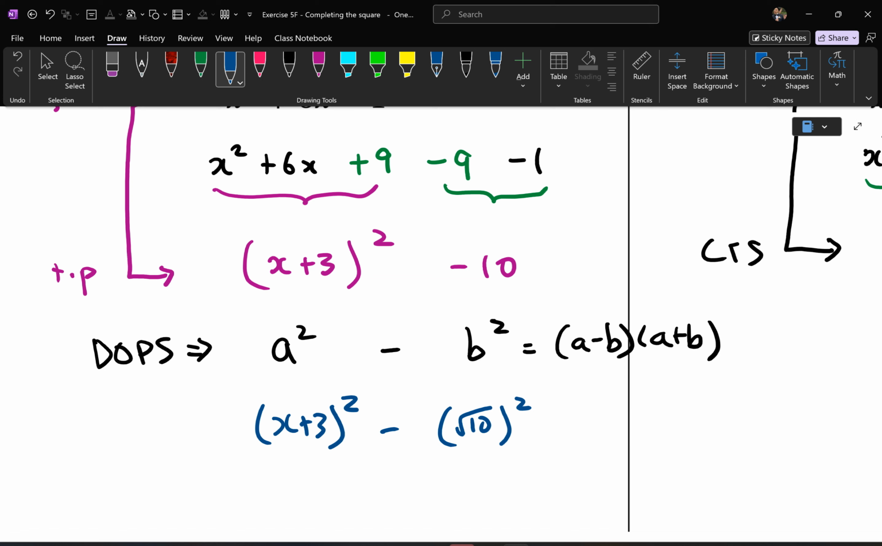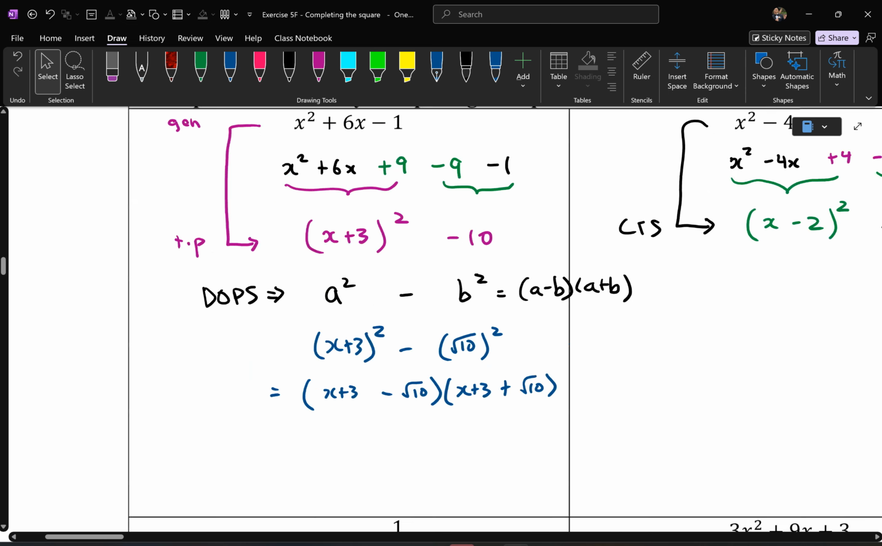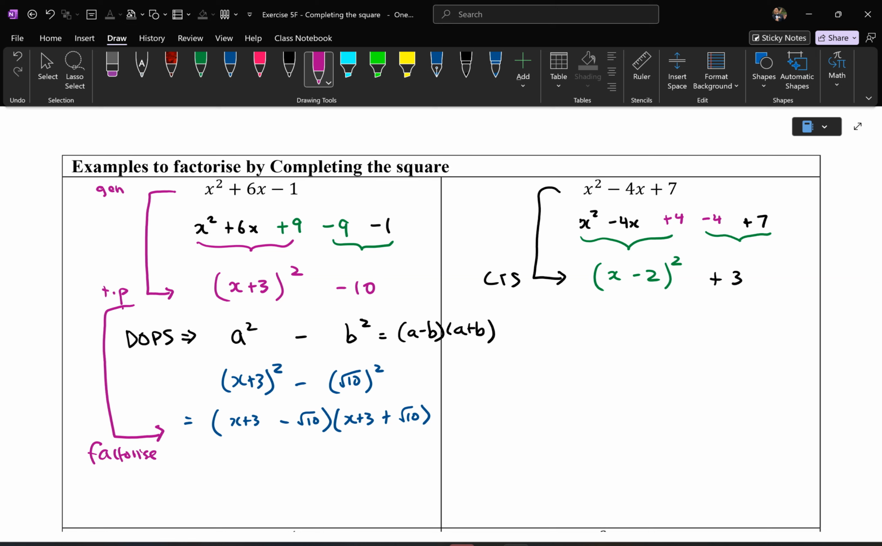So using the rule, that gives me a, which is x plus 3, minus b, which is root 10. And then the other one was a again, x plus 3 plus b, which is root 10. Right there. That's what they mean when they say factorize by completing the square. Going from this step to this step is what they mean by factorize. If they say complete the square, you stop here. If they say factorize, this is what they want. This one's not factorizable. I've shown you 2 ways. You can't do difference of perfect squares.